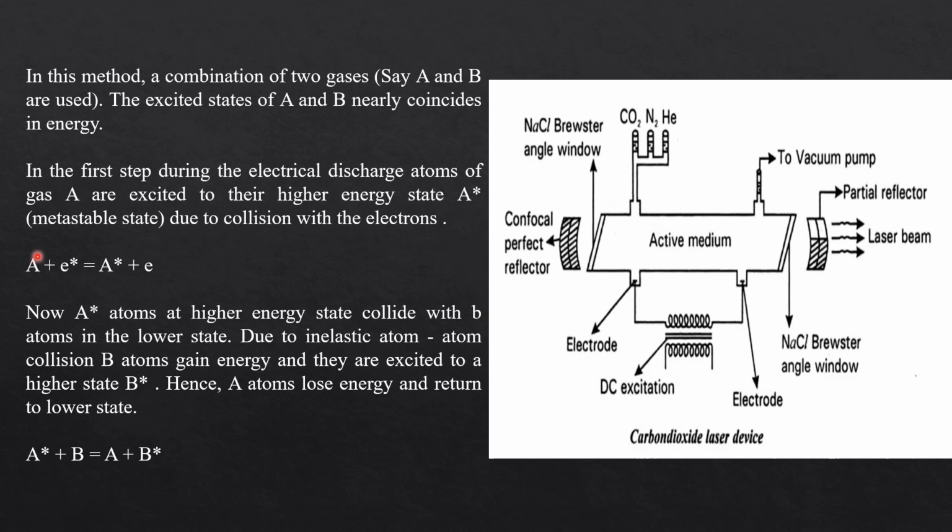That is, A gas atoms collide with the highly energetic electrons, giving rise to A star, higher energy state gas atoms, plus less energetic electrons. And in the next step, these high energy gas atoms collide with another gas atom B and bring this gas atom B to the higher energy state, and A loses its energy and is ready to collide with the electrons, and the process continues.